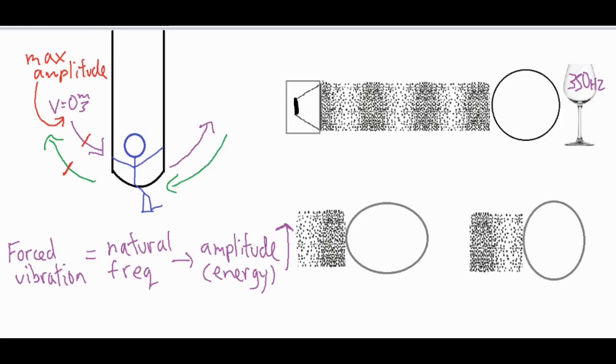Now, here's an external source or a forced vibration. Here's a speaker that creates a couple different regions. As it moves forward, it creates compressions and rarefactions.